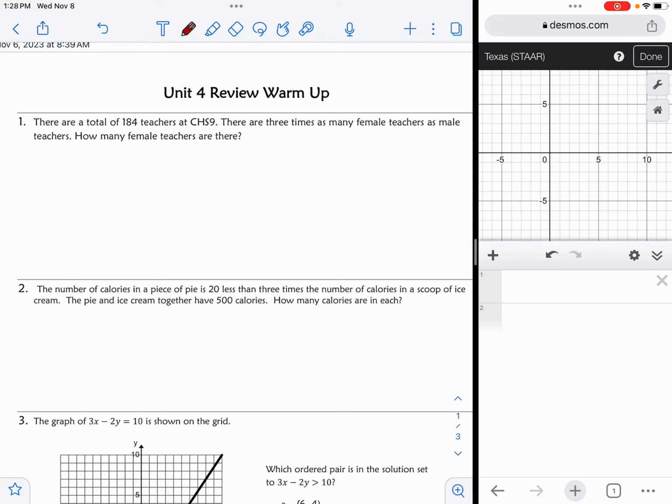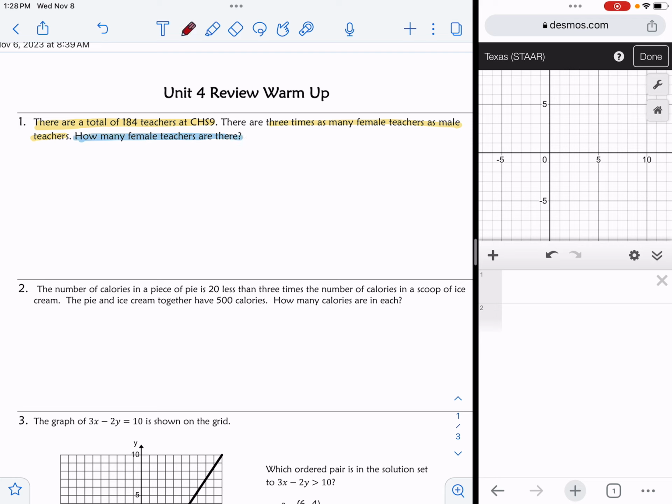All right, so number 1 says there are a total of 184 teachers at CHS, and there are 3 times as many female teachers as male teachers. And then the question is, how many female teachers are there?